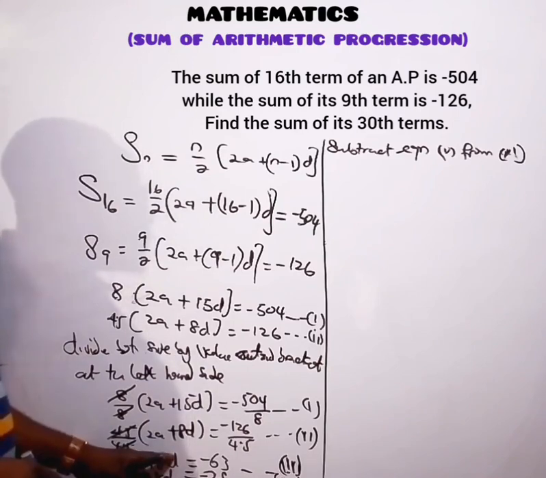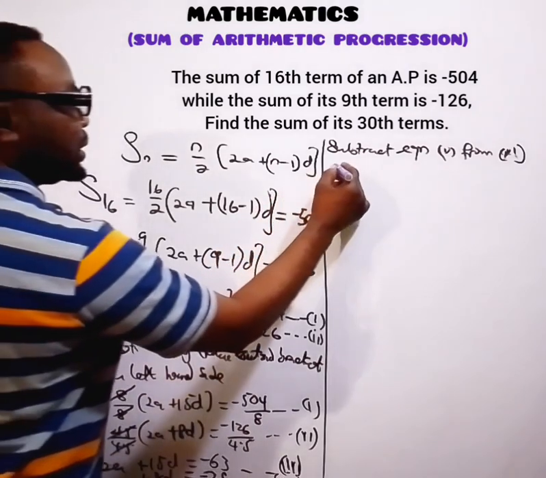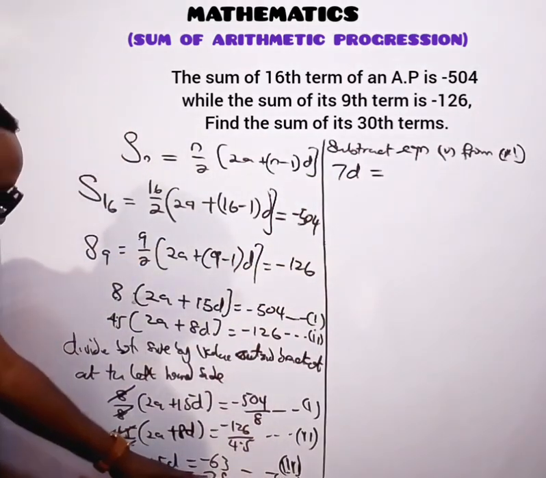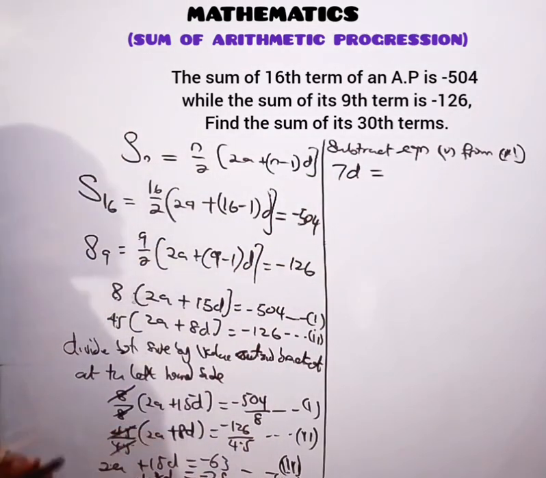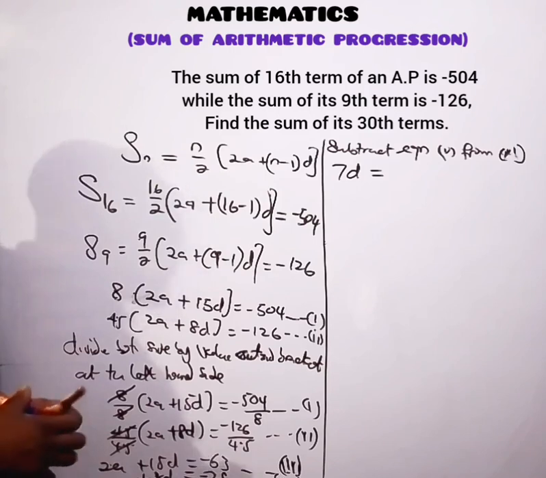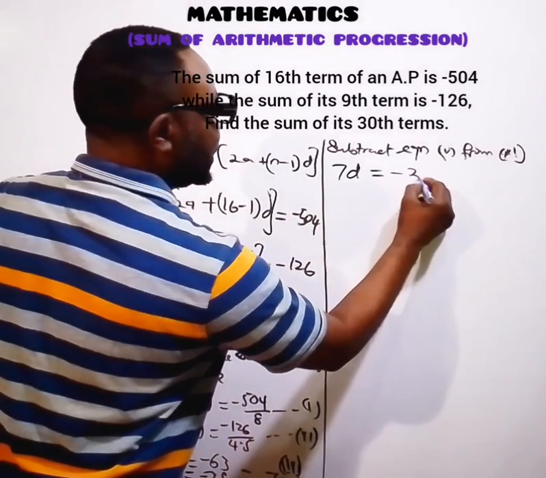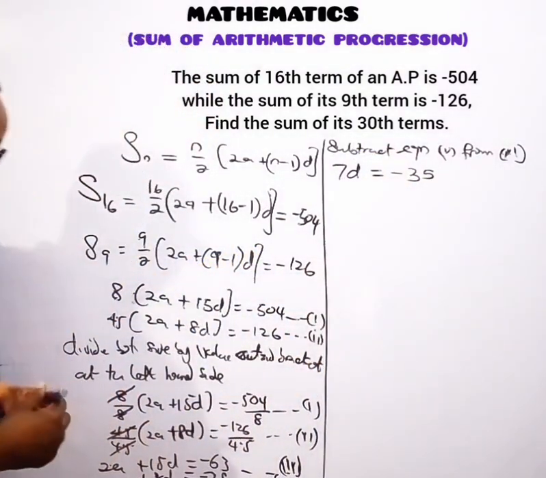8d subtracted from 15d will give us 7d is equal to minus 28 subtracted from minus 63. That will be equal to minus 63 minus 28. Minus 63 minus 28 will give us minus 35.